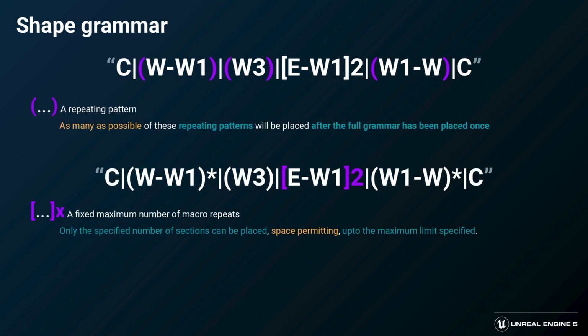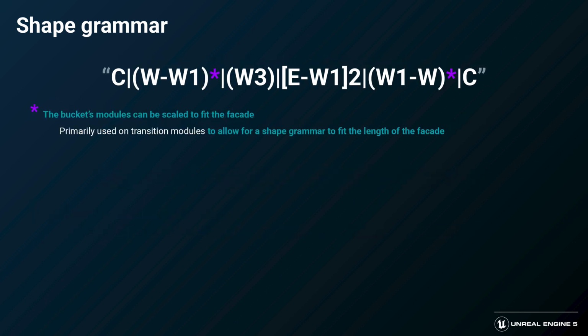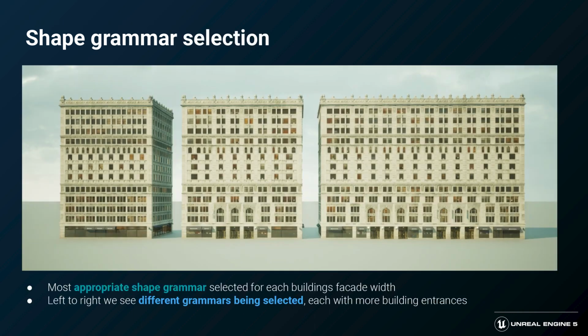Circular brackets are used to define an infinitely repeatable macro pattern of modules. Square brackets are used to define a fixed repeat of macro pattern modules. The asterisk character specifies that all modules in a bucket can be scaled to fit the shape grammar to the length of the facade. Selecting the most appropriate grammar for a facade is driven by the total length of one full iteration of the shape grammar.